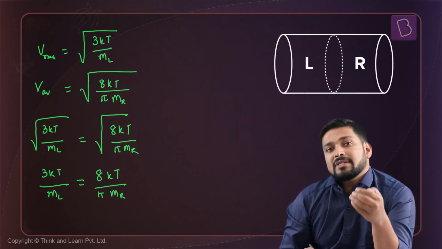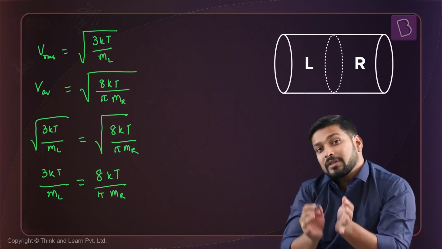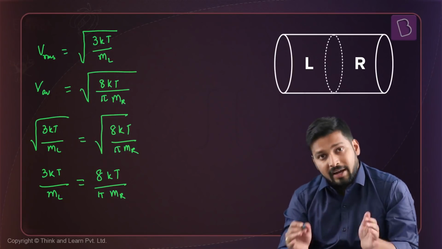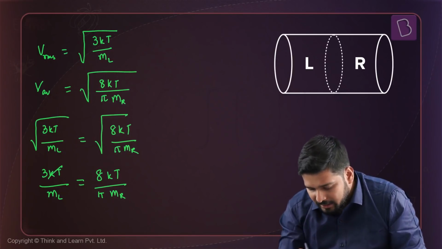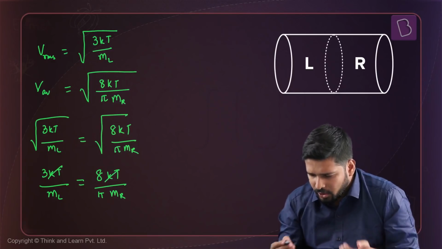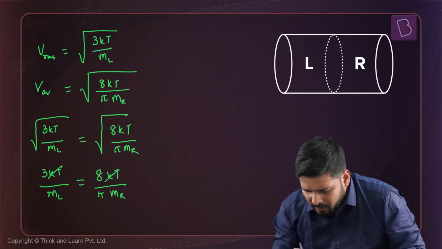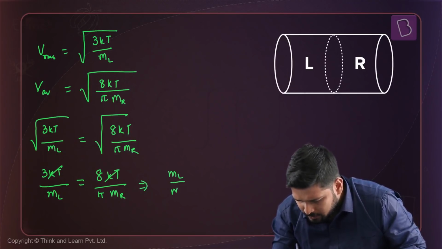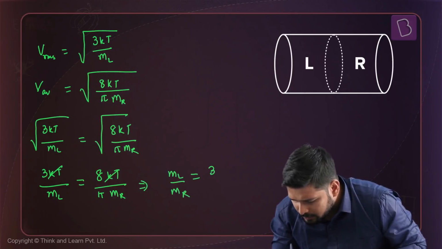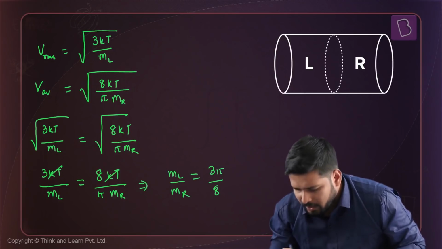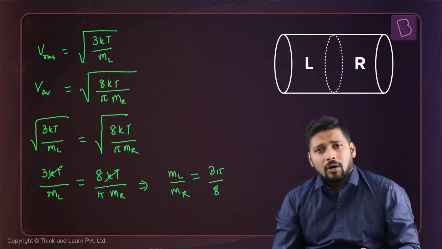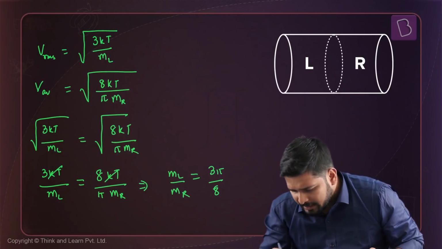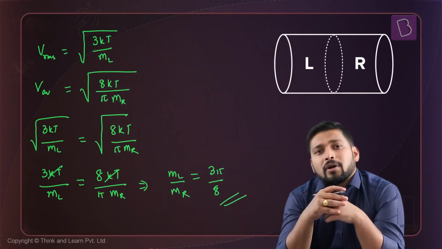Now, as I have told you, since this is a diathermic wall, of course, on both the sides the temperature will be the same, right? That's why I have taken T on both the sides. So basically kT and kT get cancelled. So all I need is the ratio of mL is to mR. If I write this expression further, I'll get mL is to mR equals 3 pi upon 8, right? So that is what was asked. So as you can see, 3 pi upon 8 is my correct answer.